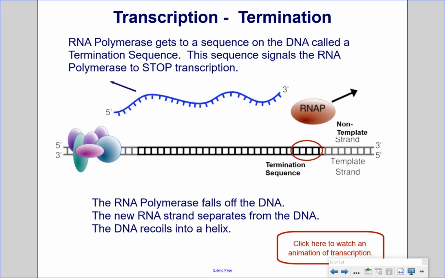Transcription. Termination. RNA polymerase gets to a sequence on the DNA called a termination sequence. This sequence signals the RNA polymerase to stop transcription. The RNA polymerase falls off the DNA, the new RNA strand separates from the DNA, and the DNA recoils into a helix. Click here to watch an animation of transcription.